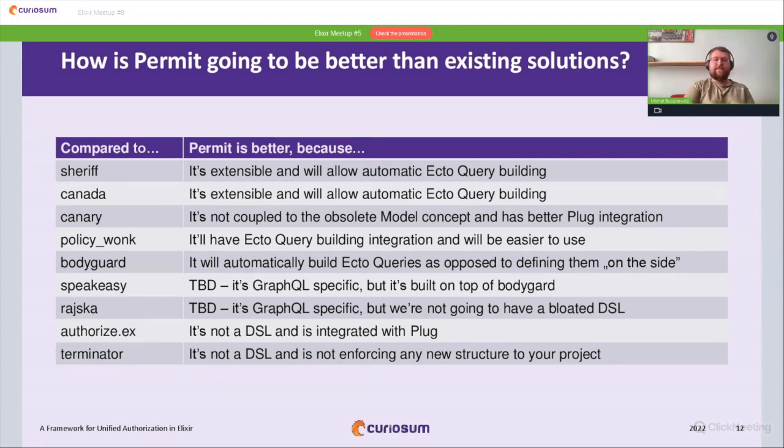In the previous presentations, we also analyzed many other existing authorization frameworks for Elixir, and I drew the conclusion that Permit is going to be better than every single one of them, which doesn't mean that the others haven't done a great job implementing those, but we just want a library that has some traits that none of them currently has, mainly the automatic building of Ecto queries for accessible record scopes.